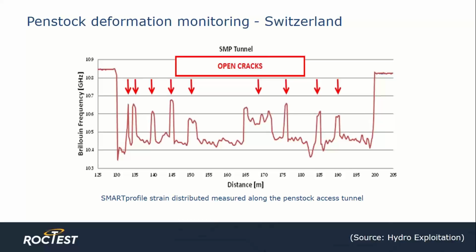You can see where the cracking occurred along the concrete access tunnel in this Brillouin frequency versus distance plot. The peaks correspond directly to the actual cracks in the concrete.